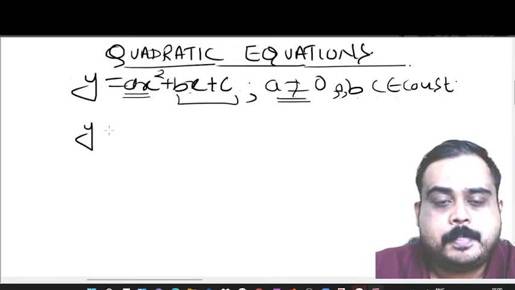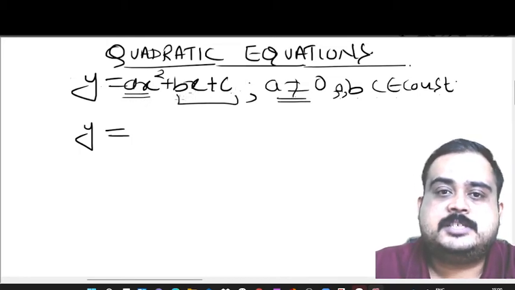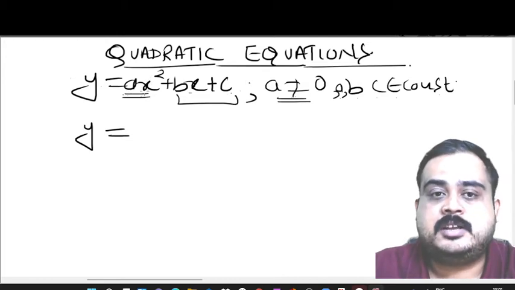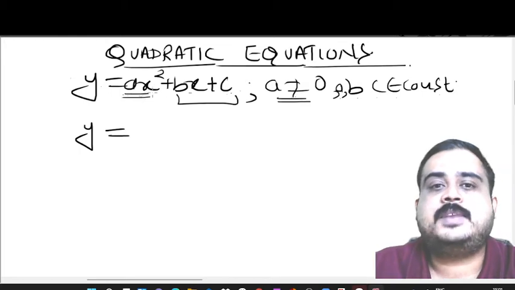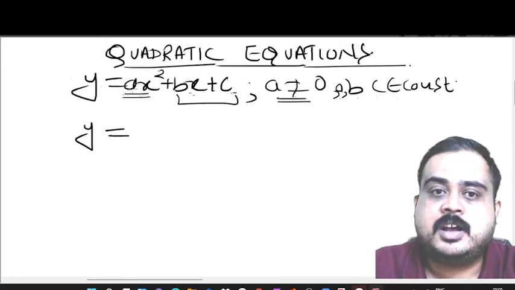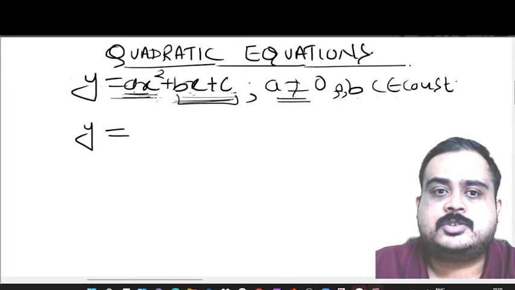Now, in this y equal to ax square plus bx plus c, if I remove this bx plus c part, then only ax square will remain. But this ax square will also be a quadratic, because this ax square is the reason which is responsible for making this bx plus c a quadratic. Otherwise, if we consider this bx plus c only, then this is a linear polynomial only. So this ax square is the responsible factor which is making this a quadratic polynomial.